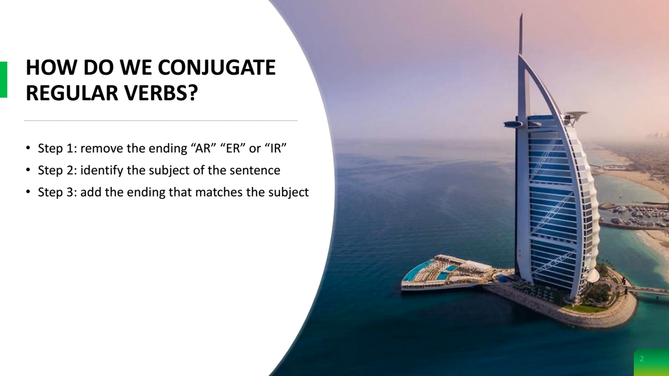The second step, after we've removed the ending, is to identify the subject of the sentence, right? So our subjects could be like I, which would be yo, or we, nosotros. It's really important that we figure out who the subject is for our sentence, because then the third step is to add the ending that matches the subject. Let's go ahead and take a look at the endings for AR, ER, and IR verbs.